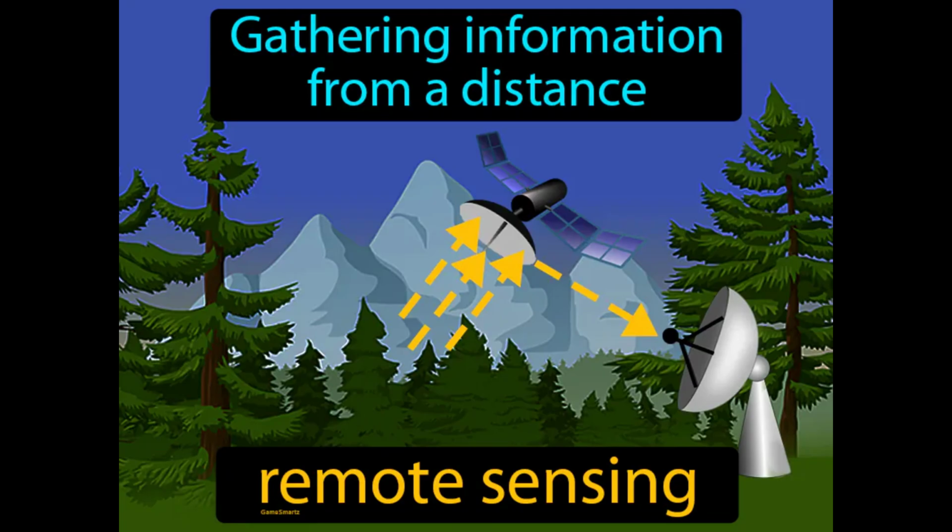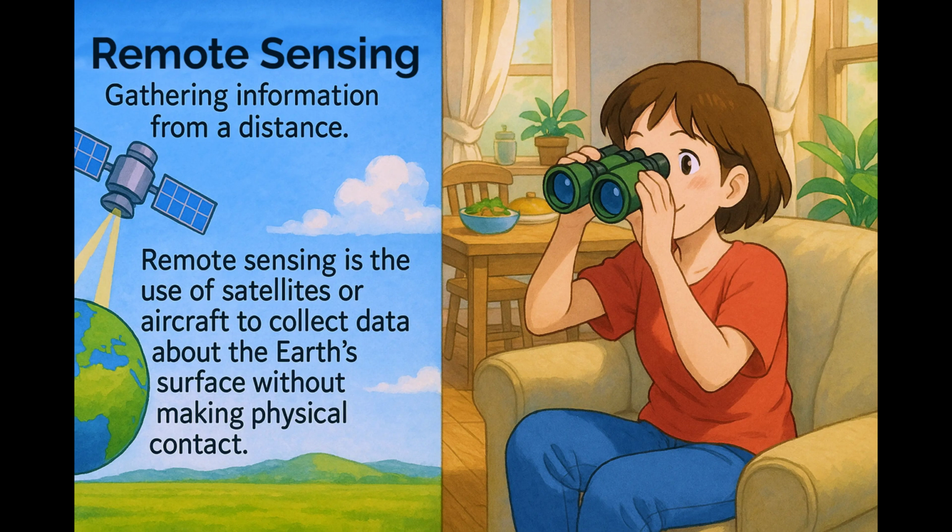Gathering information from a distance. Remote sensing. Remote sensing is the use of satellites or aircraft to collect data about the Earth's surface without making physical contact. Imagine you're trying to figure out what's for dinner without leaving your couch.